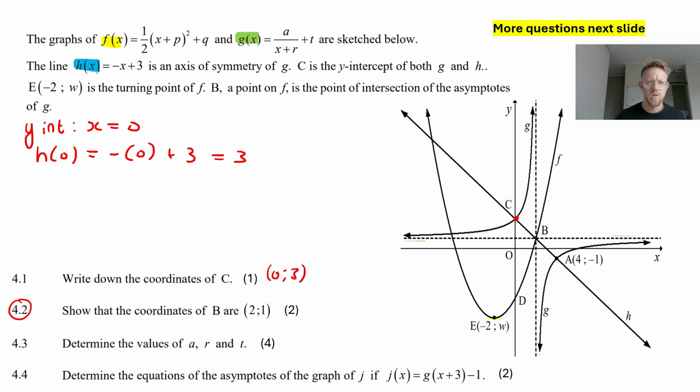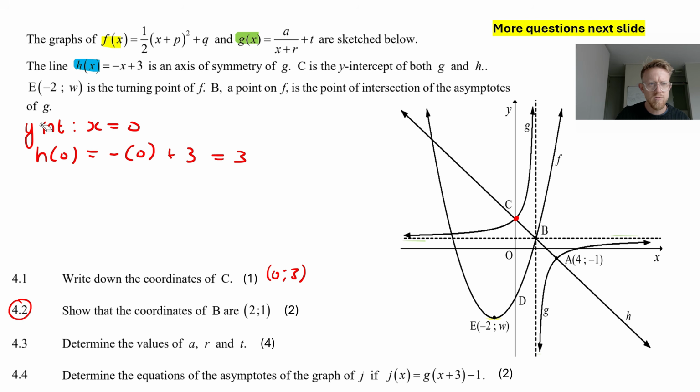Hey guys, so I realized that I forgot about question 4.1. Well, I didn't record it. So all you need to know for 4.1, it says write down the coordinates of C. So all I did was I took the equation of H and then I just went and found its y-intercept. So I just made x 0 and I ended up getting 3 as the y value.